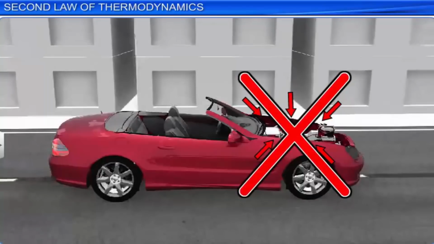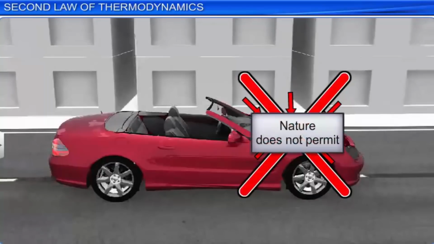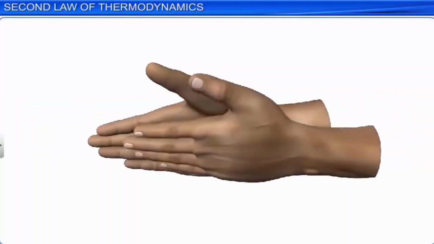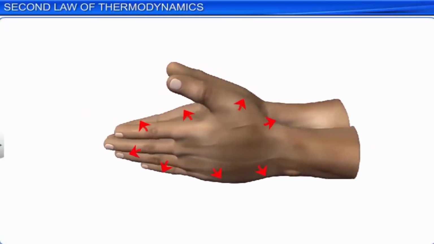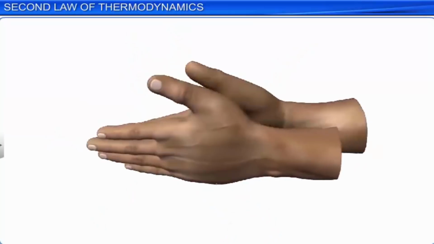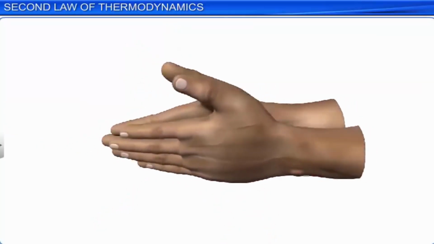There are many such processes that are valid according to the first law of thermodynamics, but which do not take place on their own. For example, if we rub our hands, they become warm. On the other hand, do both the hands absorb heat from their surroundings and rub each other on their own?